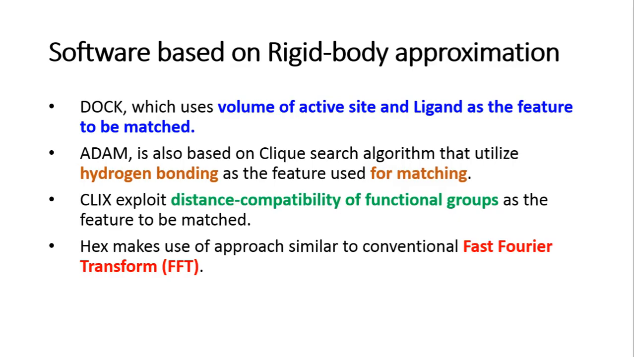If there is an amino group present in your ligand and a glutamate group present in your protein, that means the distance compatibility between these two functional groups is high. Why? Because they can come closer to each other, because they attract each other. So such distance compatibility of functional groups is checked in the software called CLIX. It uses distance compatibility of functional groups as the feature to match.